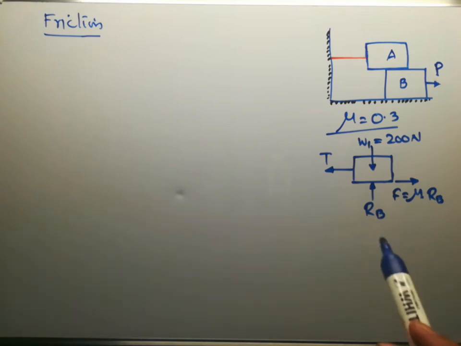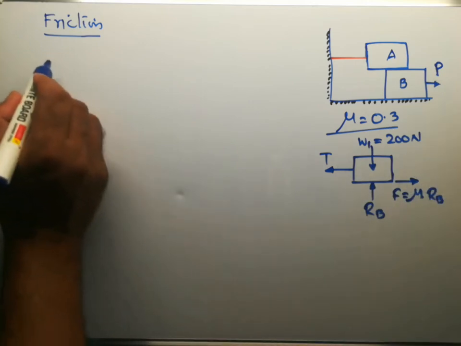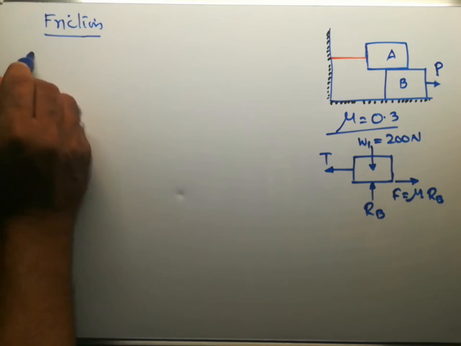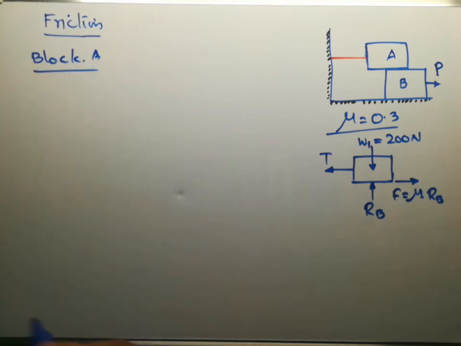Now for block A, we can see that it is not moving in the vertical direction. It has a tendency to move in the horizontal direction only, because block B is supporting it in the vertical direction. Therefore, sigma V equal to 0 for block A, that is, the algebraic sum of all the vertical forces is equal to 0.